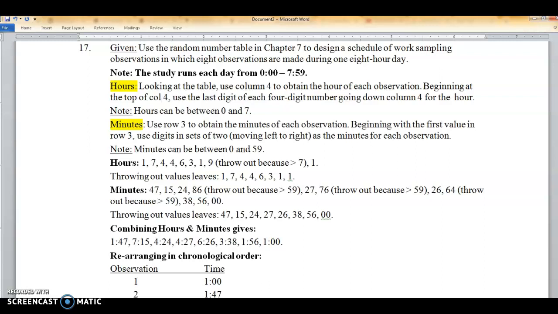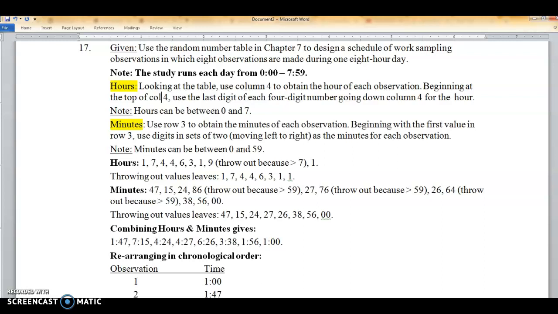Hello, today's short video is to go over a short problem from Chapter 7, Work Design and Measurement. I chose problem number 17, which is on page 334. That's one that's not in the homework and it's not in the notes. All right, again, that's on page 334.